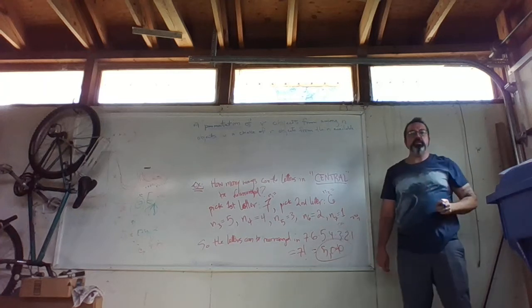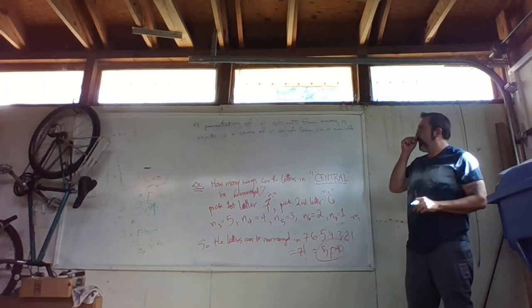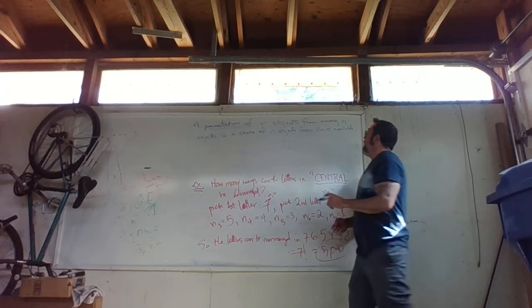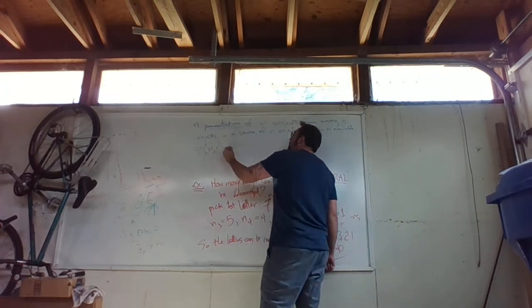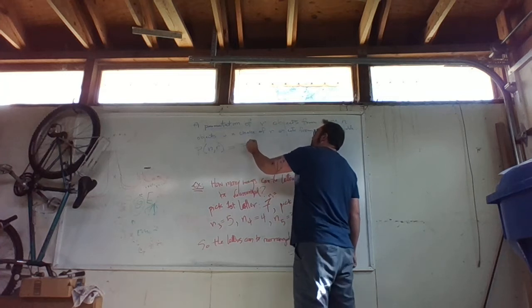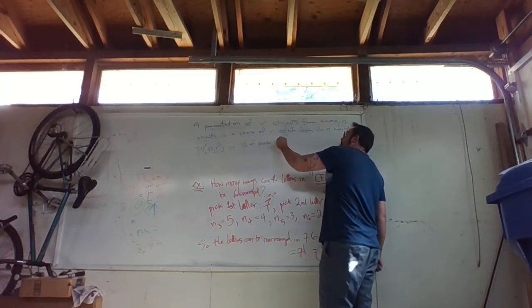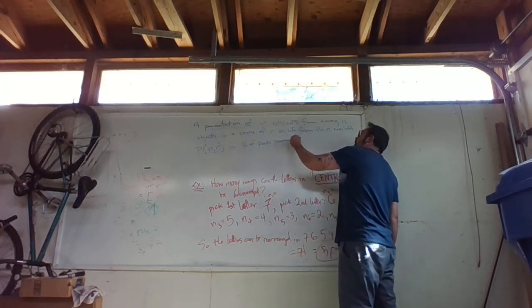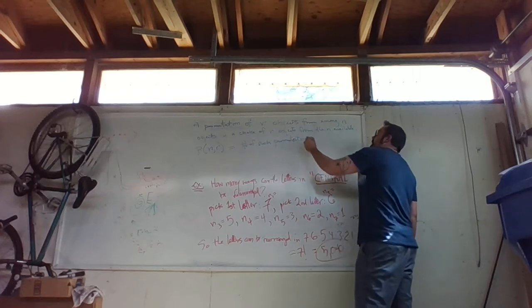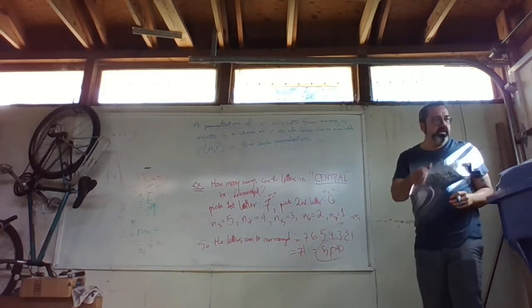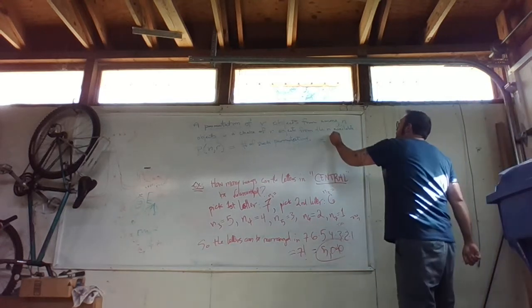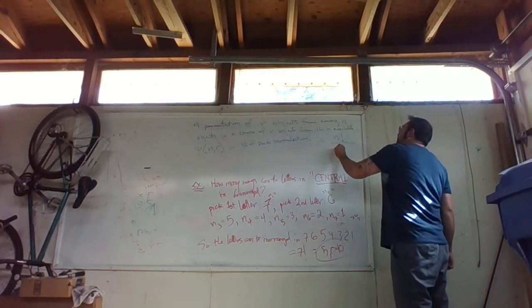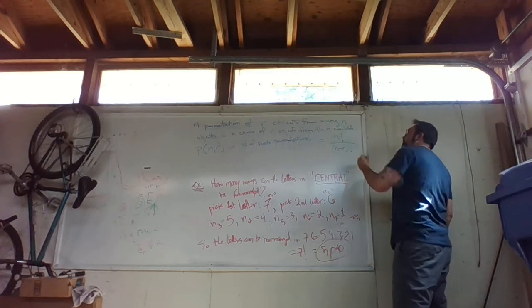And the number of permutations of R objects from among N, so P of N, R, is the number of such permutations. And it turns out that the formula for this is given by N factorial divided by N minus R factorial.